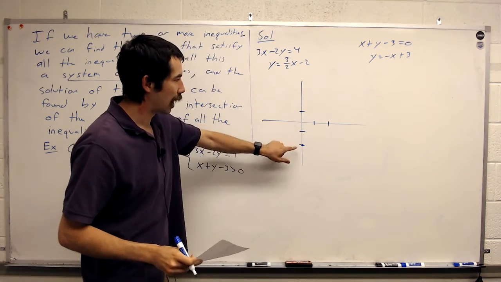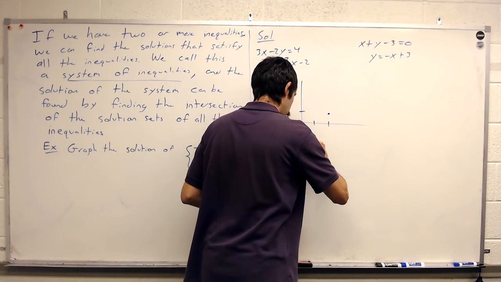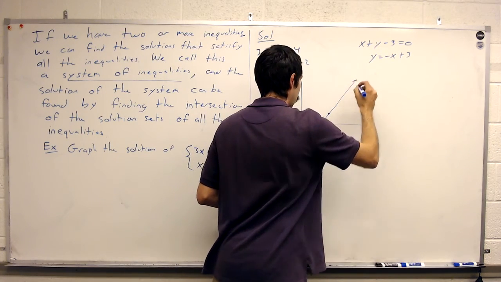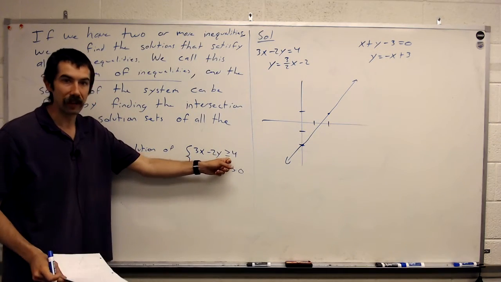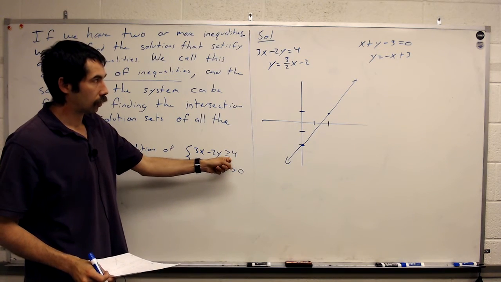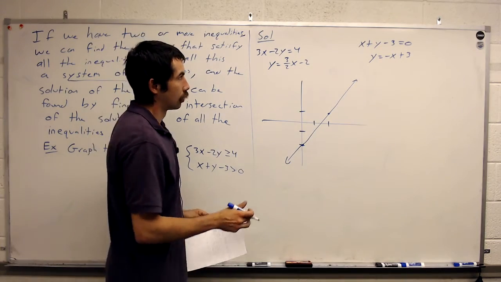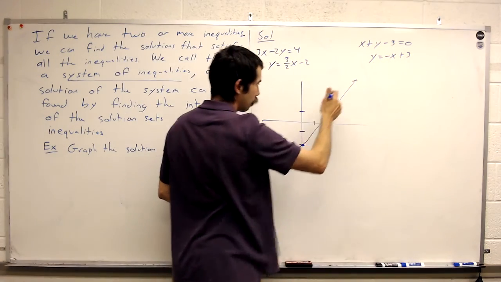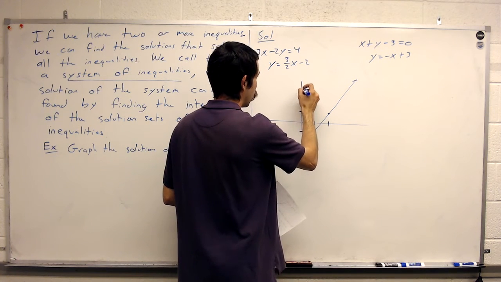And our slope is 3 halves, so we're going to go up 3 over 2. And it's solid. Right? Why is it solid? Because we have the equal to here. Now let's graph this line. This will be dashed.